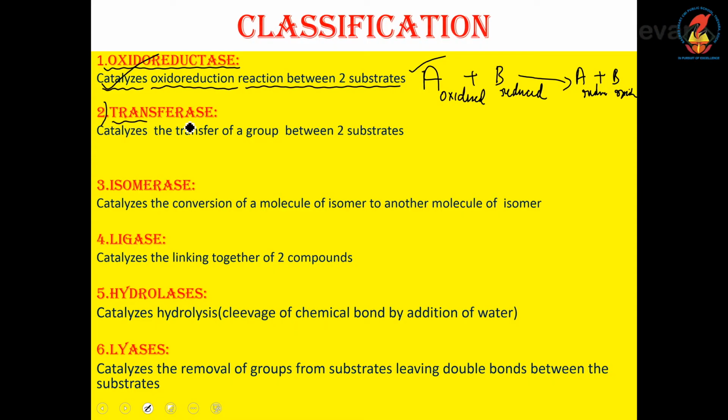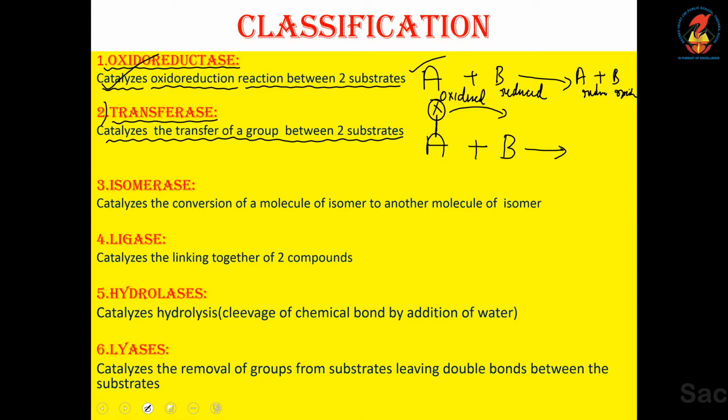Second category, transferases. Transferases catalyze the transfer of a group between two substrates. So, again we are continuing with the mnemonic A and B. These are the two substrates A and B, and there is a group attached to A. Let it be X group. The role of transferase is that it transfers the X group from A to B. So, we get the product A plus B bonded with the group.